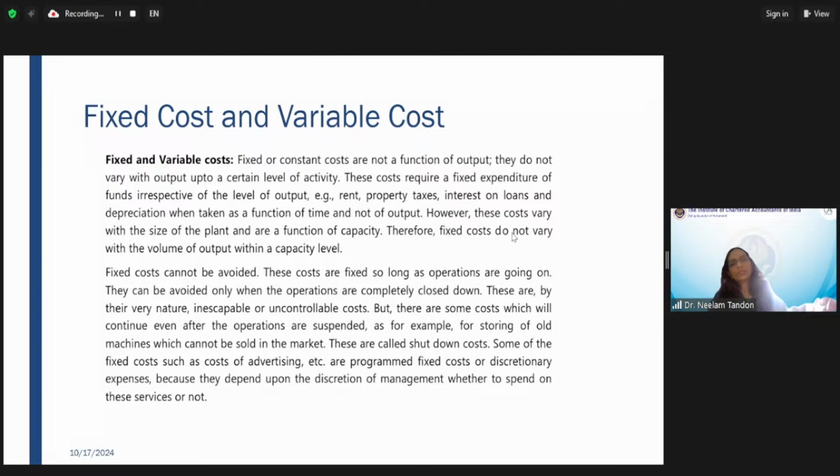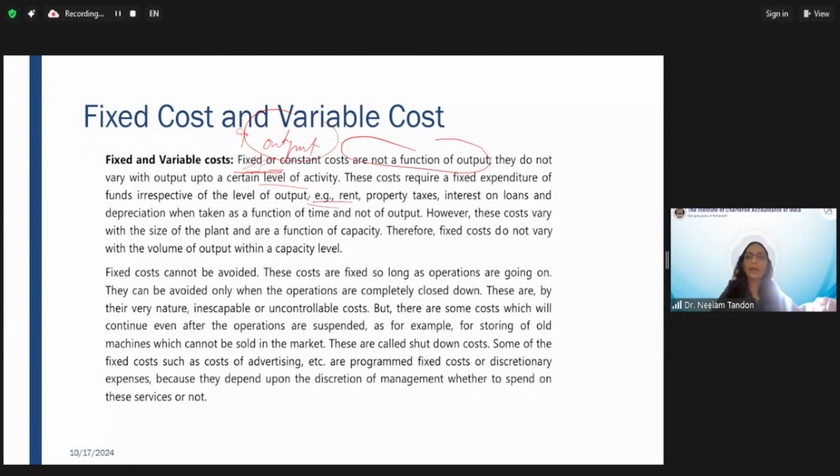So this is known as fixed cost. Okay. So fixed cost is not a function of output. Please do remember, fixed cost is not a function of output. That means what? Fixed cost, output पे depend नहीं करता. It's not dependent on output. Output increases doesn't mean that the fixed cost will also increase. Okay, and they do not vary with output up to a certain level of activity. Output को impact भी नहीं करती है fixed cost. Okay, these costs require a fixed expenditure, irrespective of the level of output.